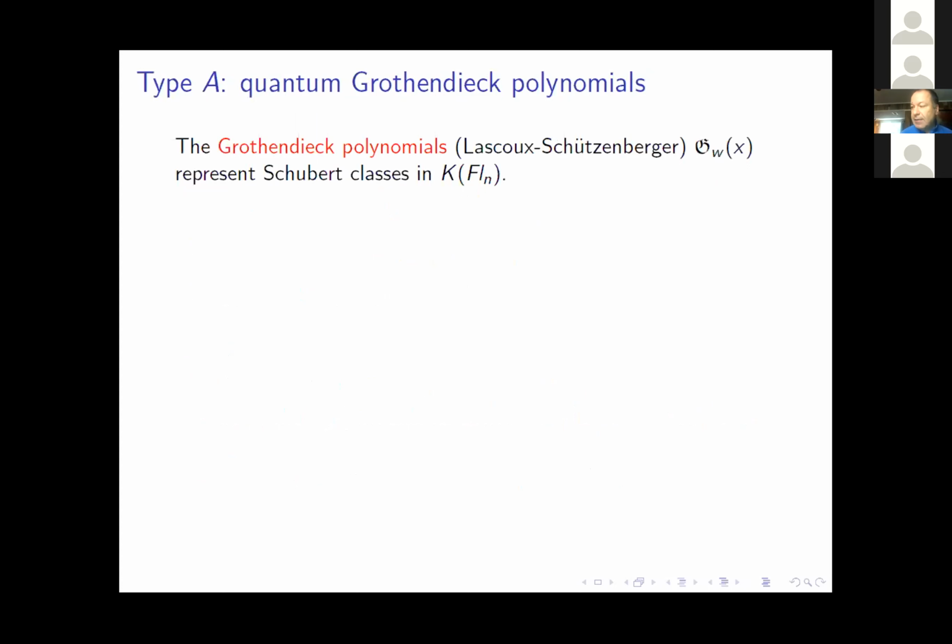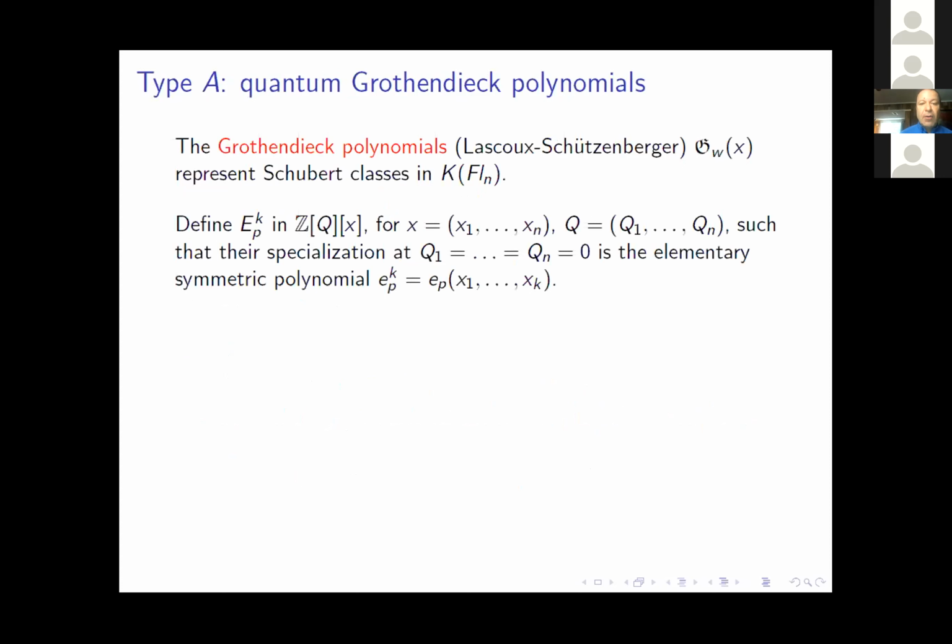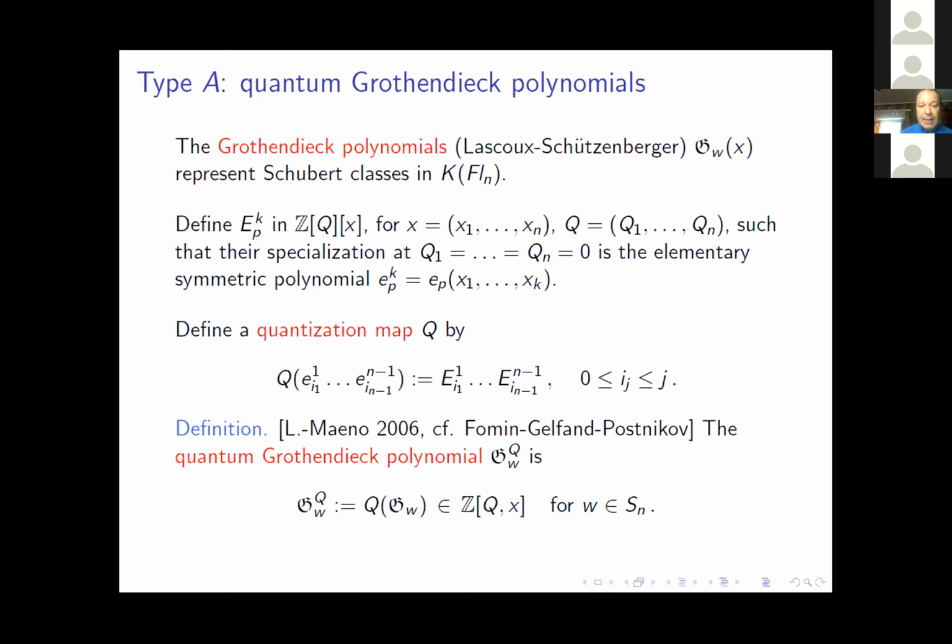These represent Schubert classes in K theory of the type A flag variety. And then we can quantize these. So we define some analogs of the elementary symmetric polynomials in the quantum parameters. And then we have a quantization map, which takes this basis of standard elementary monomials, so products of elementary symmetric polynomials, and associates the same product, but with the quantized versions. And if you apply this quantization map to the Grothendieck polynomial, you get what's called the quantum Grothendieck polynomial. This we defined with Maeno in 2006.